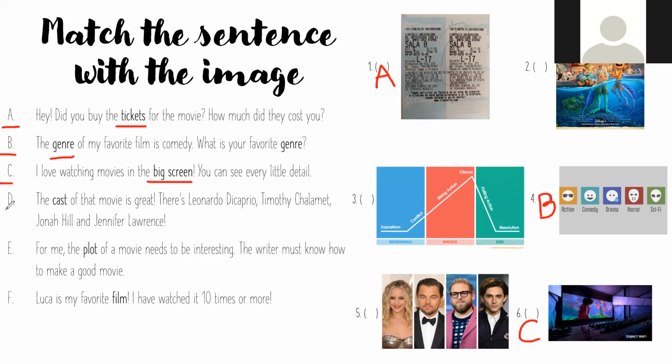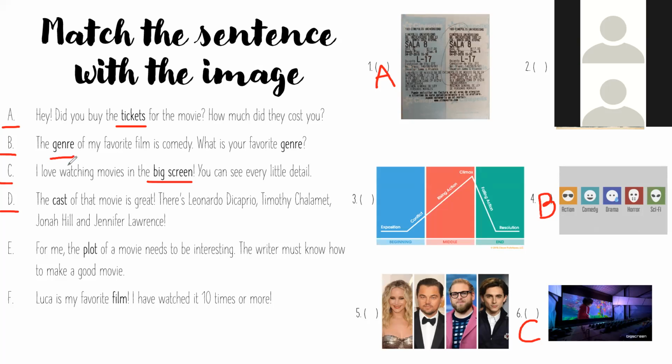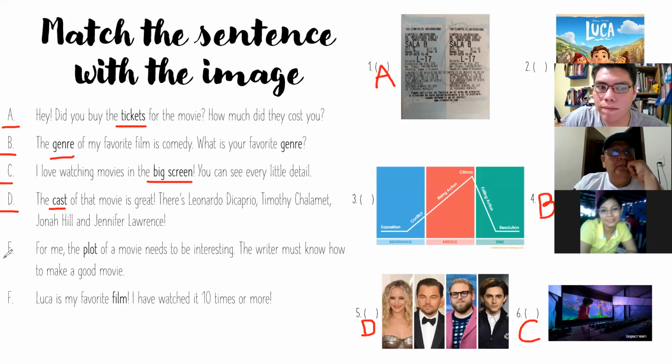So next, number four, letter D, Adolfo. The cast of the movie is great. There's Leonardo DiCaprio, Timothy Chalamet, Jonah Hill, and Jennifer Lawrence. It's five? Yes, it's five, of course. That's the cast. Five, letter D. It's Chalamet. C-H sounds like K. Okay, thank you, teacher. Thanks to you.